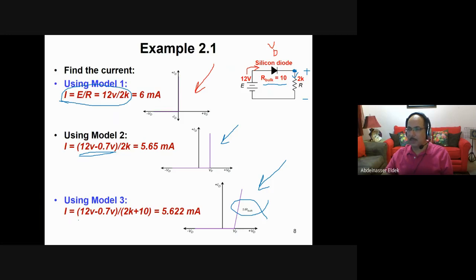Then in this case, the total voltage across the resistance here is 12 minus 0.7. And the total resistance is what? It is 2K, and the resistance of the diode is 10, so this is the total resistance. So the voltage here is 12 minus 0.7, and the resistance is 2K plus 10. When you look at the difference here, I really do not see a big difference. That's why we do not care too much about the third one. It's a little complicated, but the difference is very trivial. So usually we use this model here.